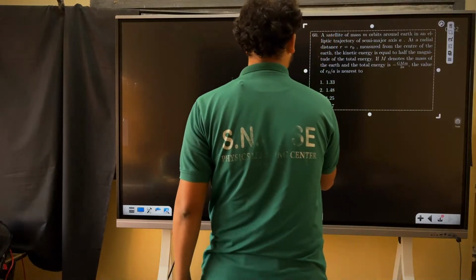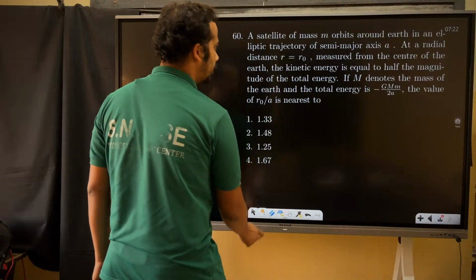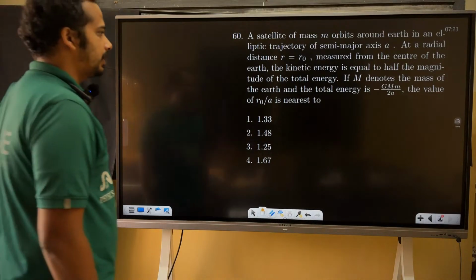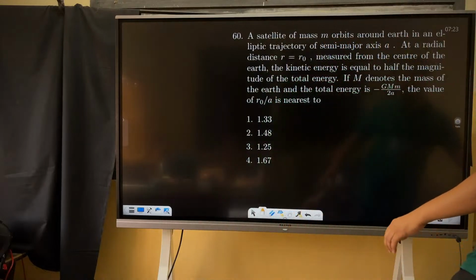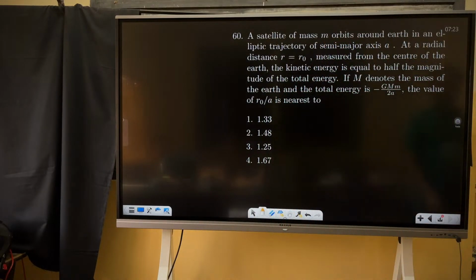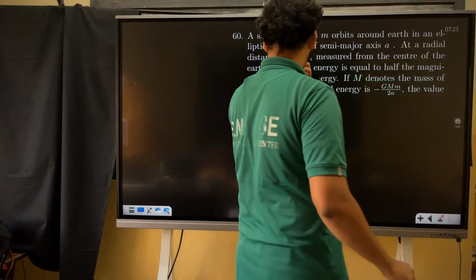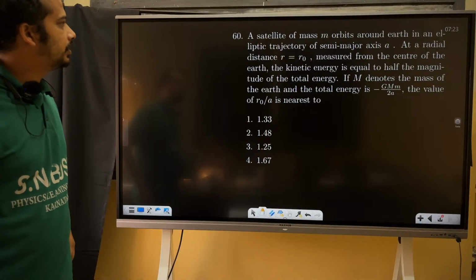A satellite of mass m around Earth in an elliptic trajectory of semi-major axis A, at a radial distance r equal to r naught measured from the center of the Earth, has kinetic energy equal to half the magnitude of the total energy. If M denotes the mass of the Earth, the total energy is GMm by 2a.